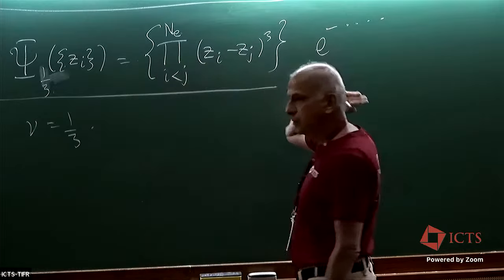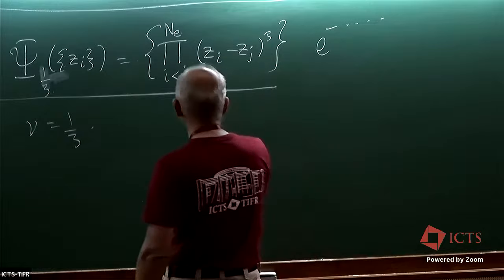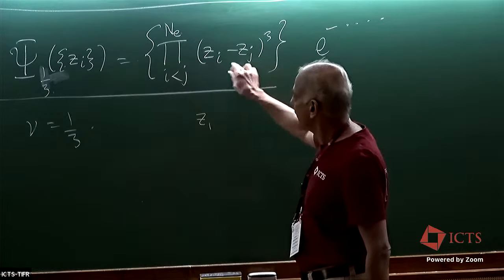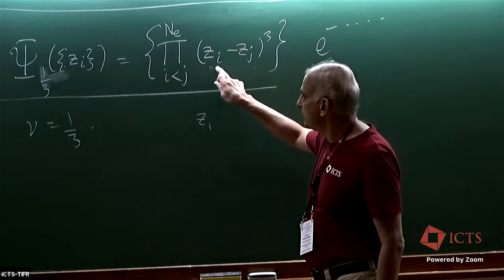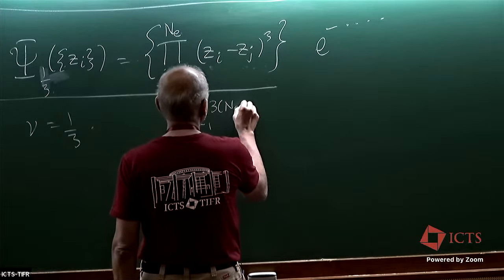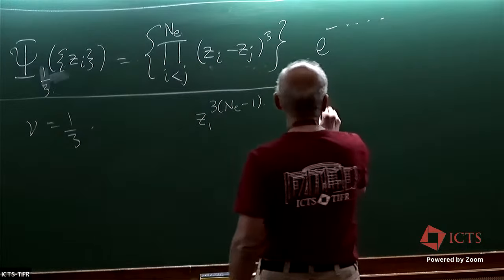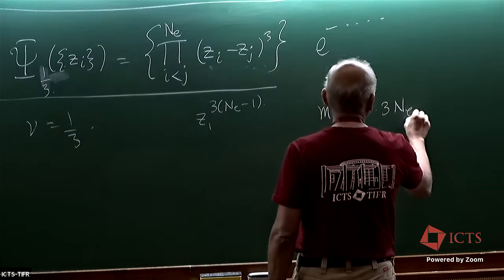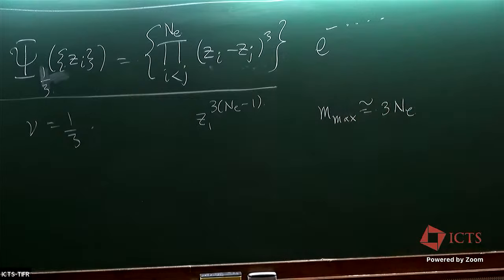Let's expand this out and take a particular coordinate, Z1. The maximum power of Z1 is what? Every other coordinate comes with a Z1 cubed: Z1 minus Z2 cubed, Z1 minus Z3 cubed, and so on. So this must be 3 times (N_e minus 1). This is the maximum value of M. Since N_e is very large, I'll forget about the minus 3.